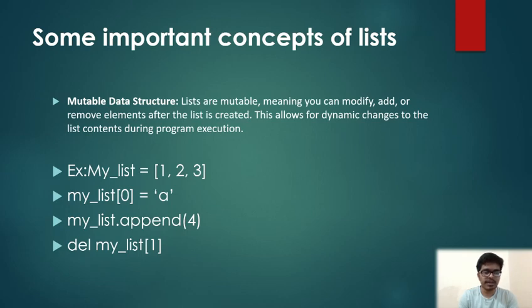For example, my_list equals 1, 2, 3. In this, we can change an element by my_list[0] equals A. Here, the A is being added in the list. my_list.append(4). Here, 4 is added after 3. del represents deleting any value from the list.